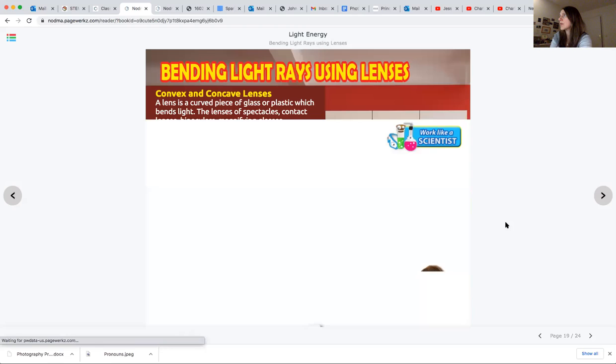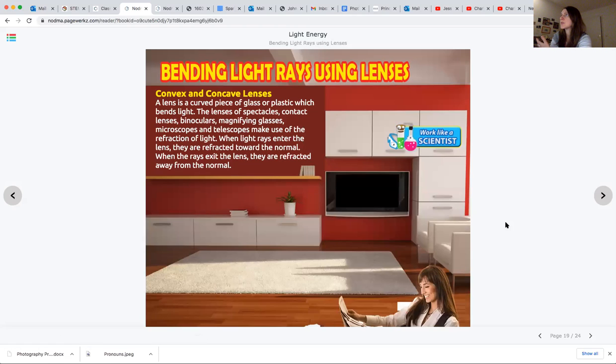So just moving on. This then goes on to convex and concave lenses. A lens is a curved piece of glass or plastic which bends light, and the lenses of spectacles, contact lenses, binoculars, magnifying glasses, microscopes, and telescopes make use of the refraction of light. When the light rays enter the lens, they are refracted towards the normal. And when the rays exit the lens, they're refracted away from the normal.